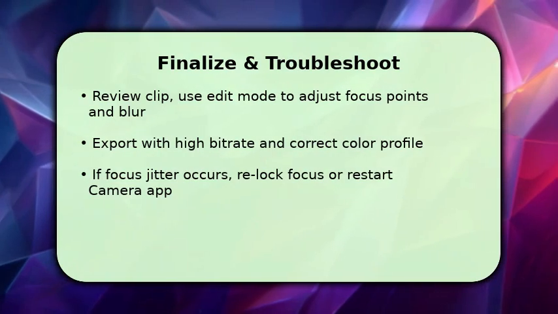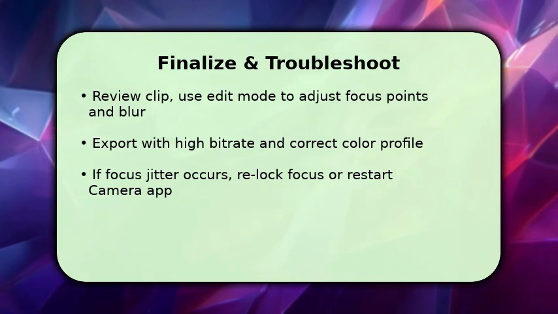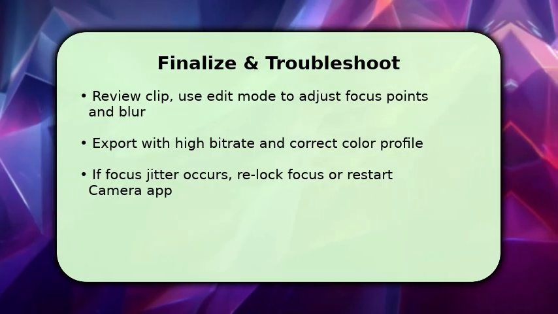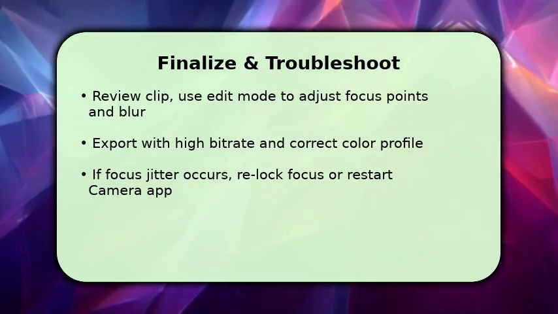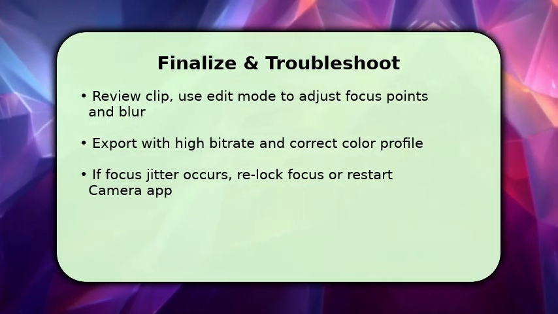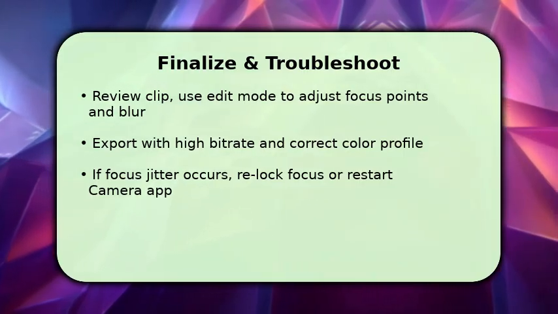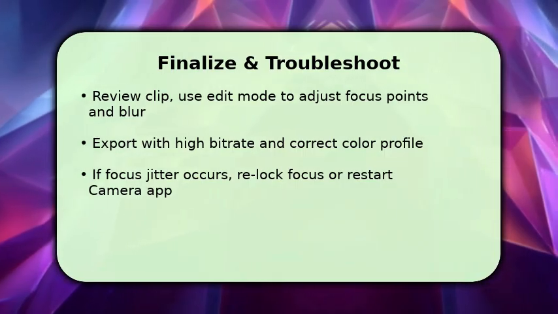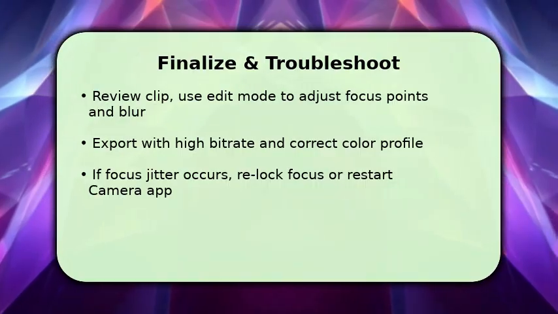To finish, play back the clip and enter edit mode to tweak focus points and the depth curve, because post adjustments fix small tracking slips. Export at a high bitrate and correct color profile to preserve dynamic range and sharpness for delivery. If you encounter focus jitter or bizarre depth shifts, relock focus on the subject, reduce frame rate, or restart the camera app. Often a quick reset of tracking resolves most problems without reshooting.